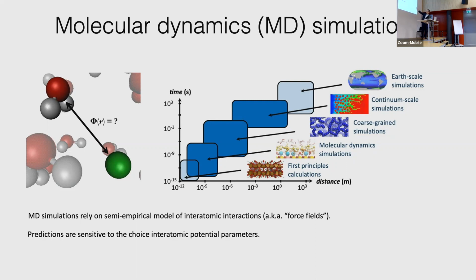But again, we have to be careful that the predictions are going to be sensitive to these empirical models of the interatomic interactions. And if they haven't been parameterized exactly in the conditions in which we're using them, we don't always know how much we can trust the results. Right? It looks like a water molecule, red with white hydrogen atoms.